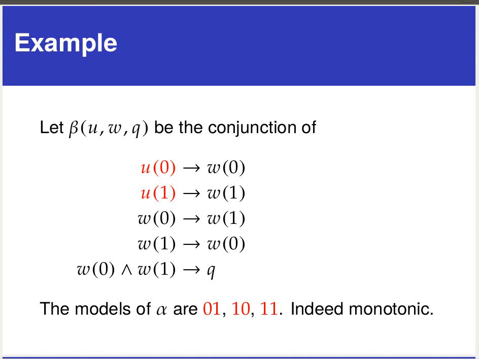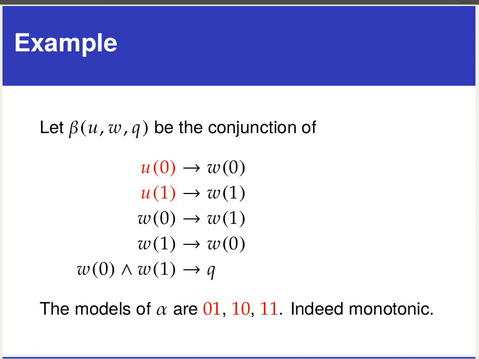So I claim in this slide that 0, 1 is a model of alpha. Let's see how we check this. Well, 0, 1 means u of 0 is 0 and u of 1 is 1. So we plug in the value 1 for u of 1 in the second implication. That tells us that w of 1 should be 1. Then the second to last implication tells us that w of 0 should also be 1. At this point we know that w of 0 and w of 1 are both 1, so the last implication tells us that q must be 1.